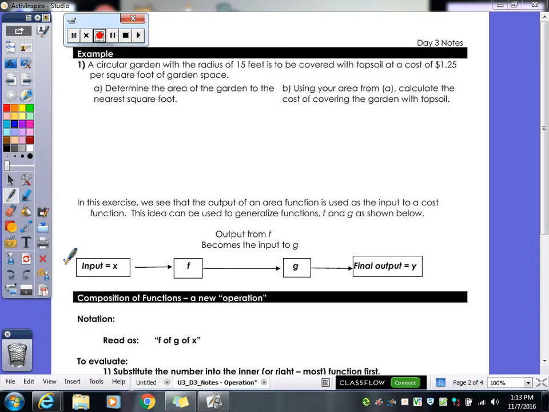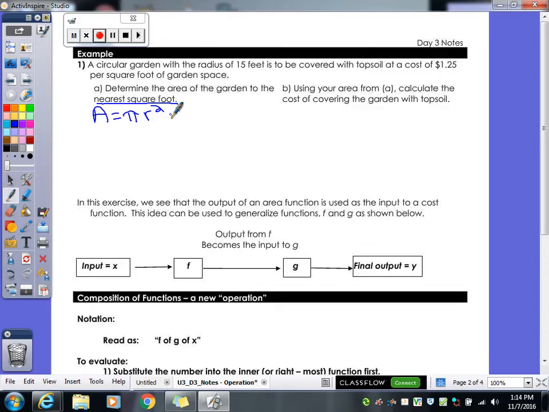Alright, so number 1 here, we have a circular garden with a radius of 15 feet is to be covered with topsoil at a cost of $1.25 per square foot of garden space. So first thing they want us to do is determine the area of the garden to the nearest square foot. So what area formula are we going to use? Pi r squared. If you didn't remember that, your geometry teachers are not going to be happy. Area of a circular garden would be pi r squared.